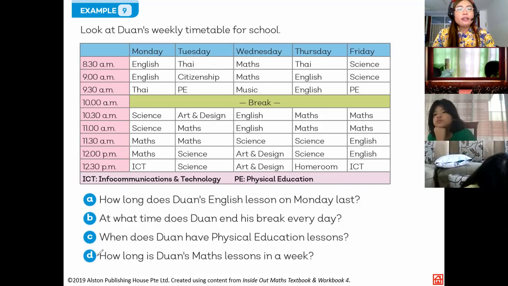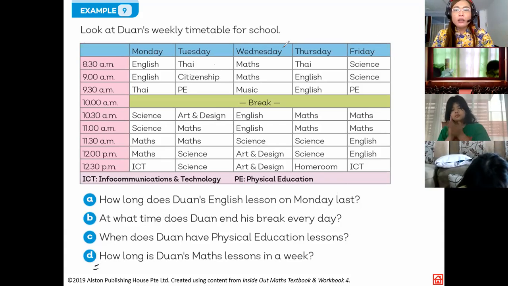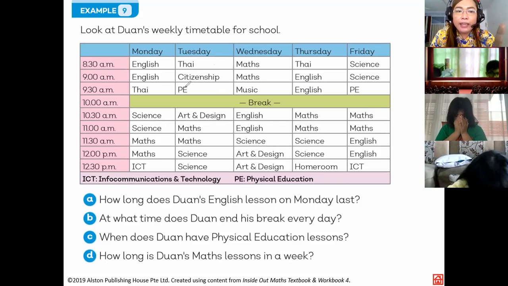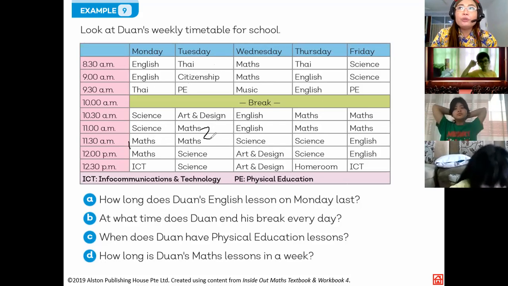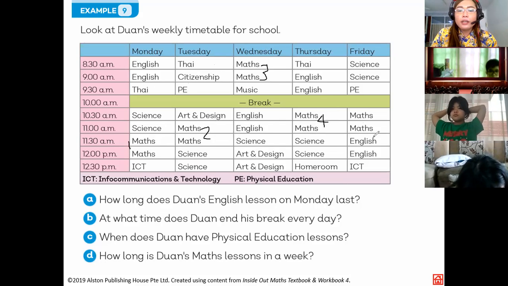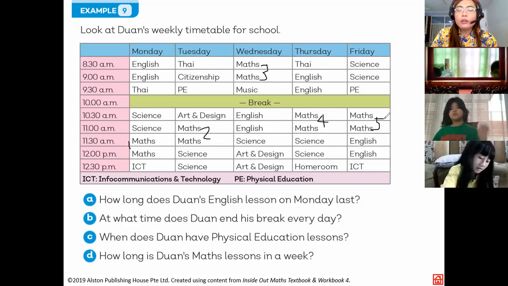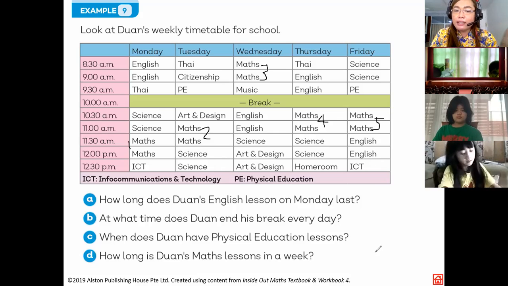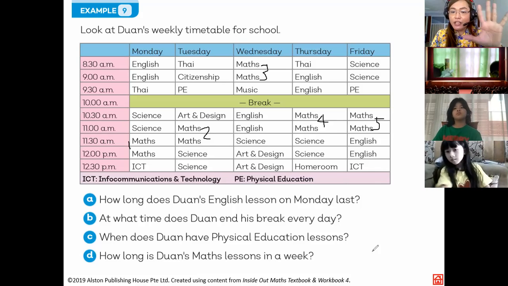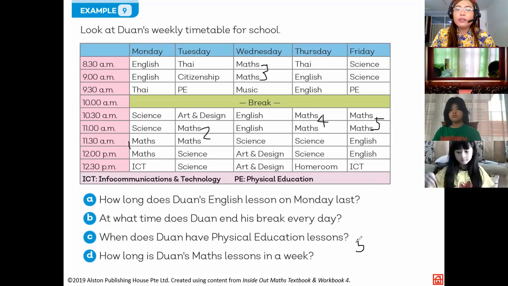Okay, very good. Now let's try to answer letter D. How long is Duan's math lesson in a week? So let's count first, okay? So here 1, here number 2, 3, 4, and 5. So how many math lessons does Duan have? 5. So that's 5. Okay, very good.